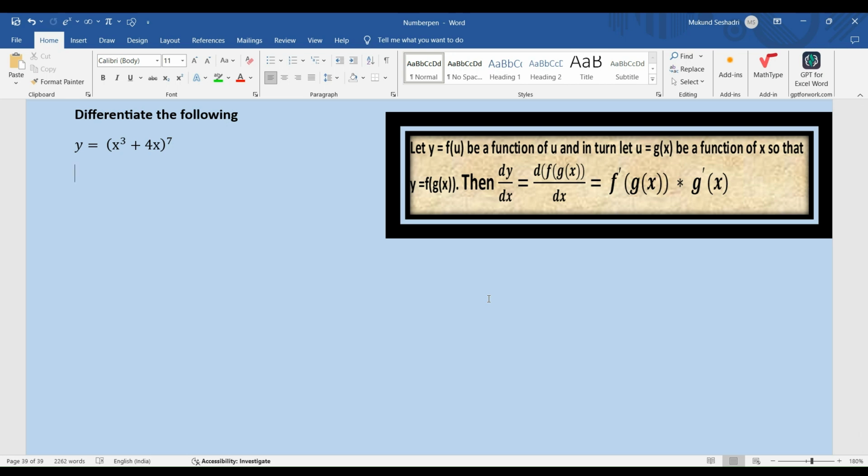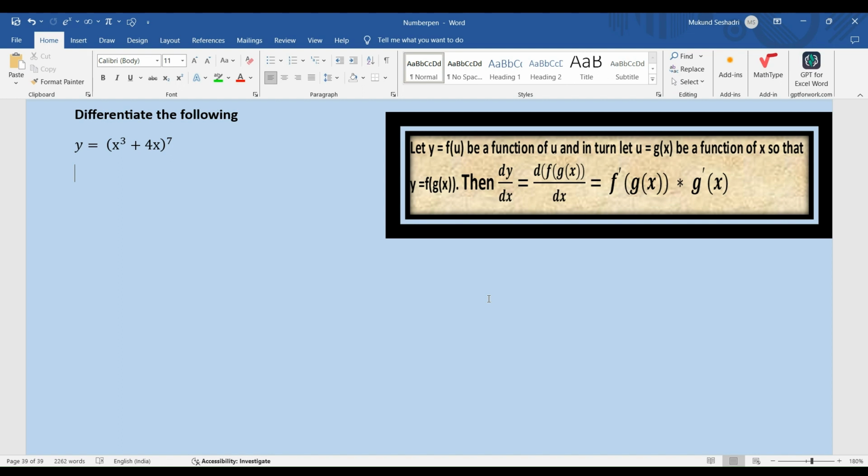So there we have the problem on the screen. Differentiate the following: y equals (x cubed plus 4x) the whole power 7, right? So the approach in these problems would be, can I represent y in terms of u by making a substitution? But the catch there is you should be able to reduce your y to a basic function whose derivative you already are familiar with, or can be arrived at easily, right?